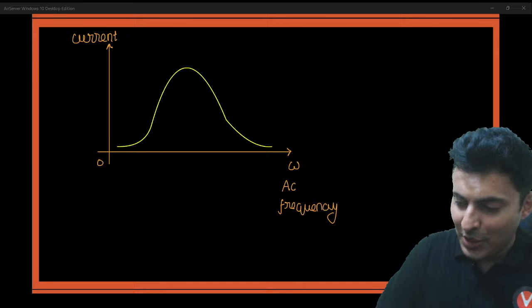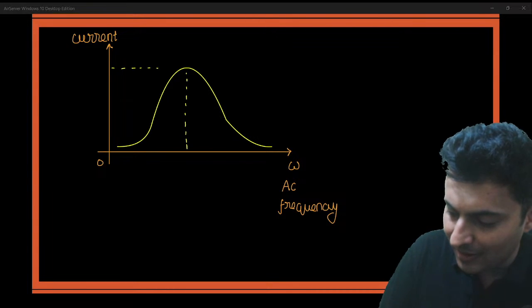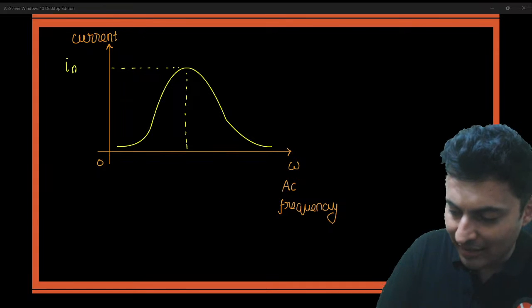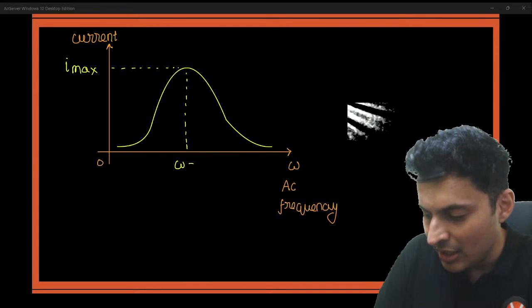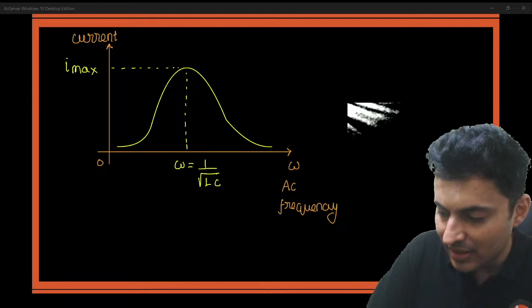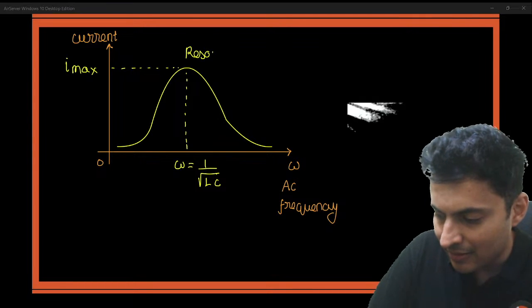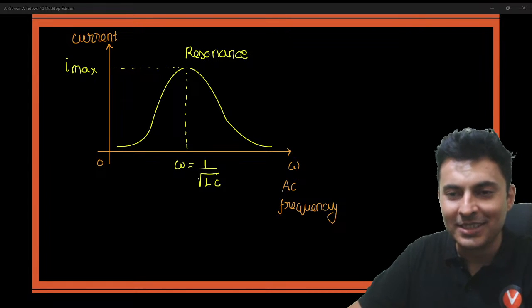Something like this. You will see that it reaches a maximum value of current at a certain frequency. This is the max current, and this is when omega equals 1 over root LC. This is when resonance occurs. You should know this graph. You should definitely know this graph.